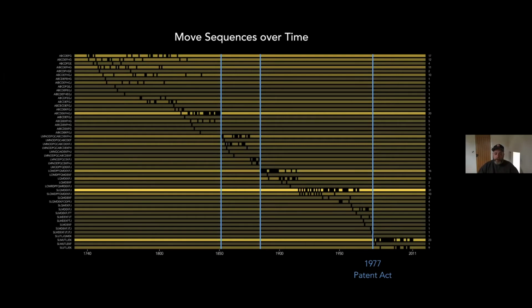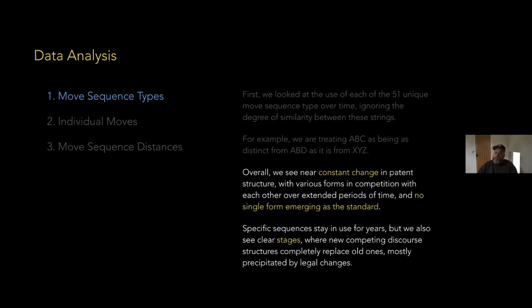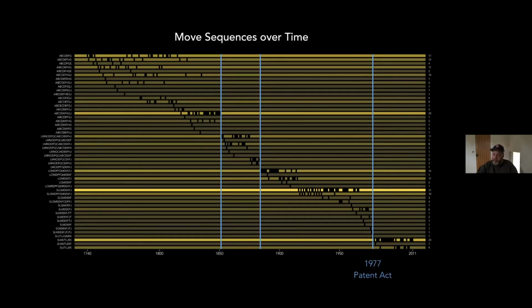The main point, though, is that overall we see really near constant change in patent structure, with various forms in competition with each other over really extended periods of time, and we see that no single form emerges as the standard. If anything, things have become quite a bit more stable here since the 1977 Patent Act. But you see there still is competition there, and at least 2 different forms really going. And again, this is just one per year. So, probably some more out there as well.